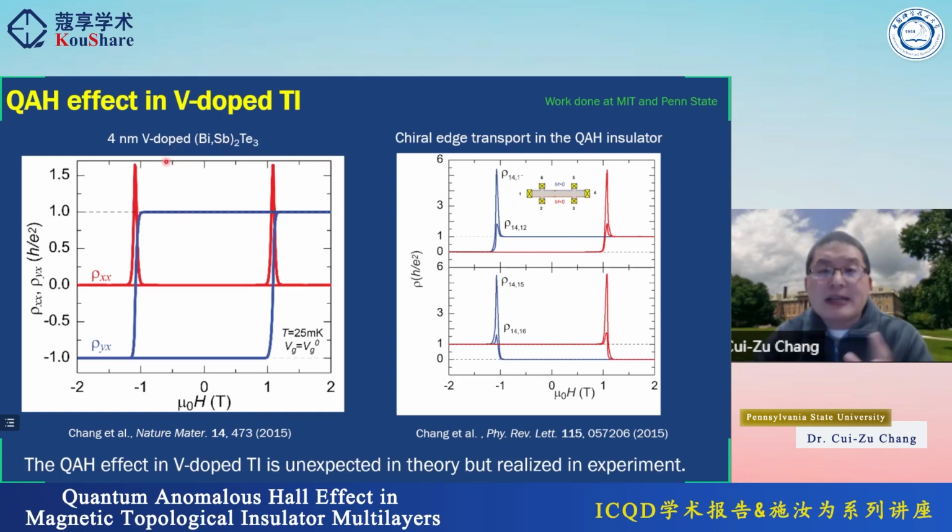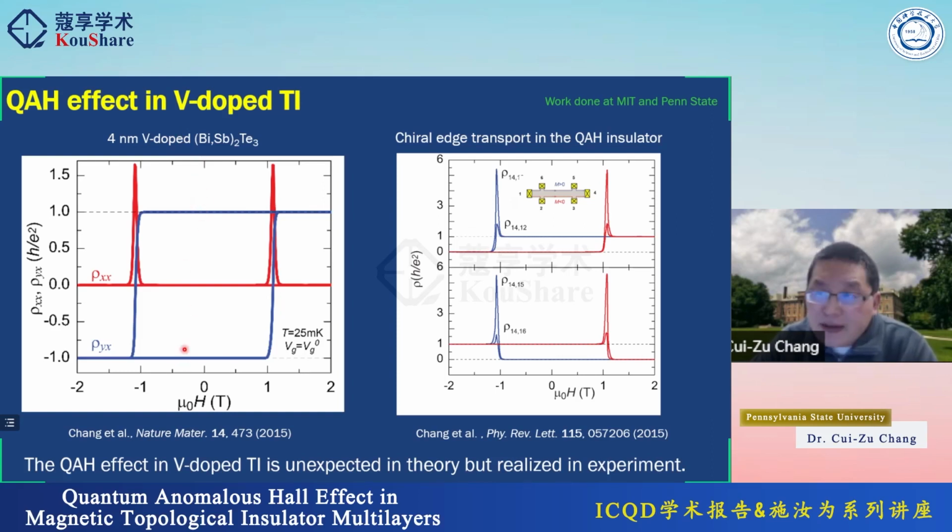just because there was some theoretical prediction that the quantum anomalous Hall effect is unexpected in the vanadium doped bismuth antimony telluride film, due to an impurity band that will form near the magnetic exchange gap. This impurity band will affect the insulating state. But at low temperature, maybe because of the localization effect, we still see a very high precision quantum anomalous Hall effect in the vanadium doped system.